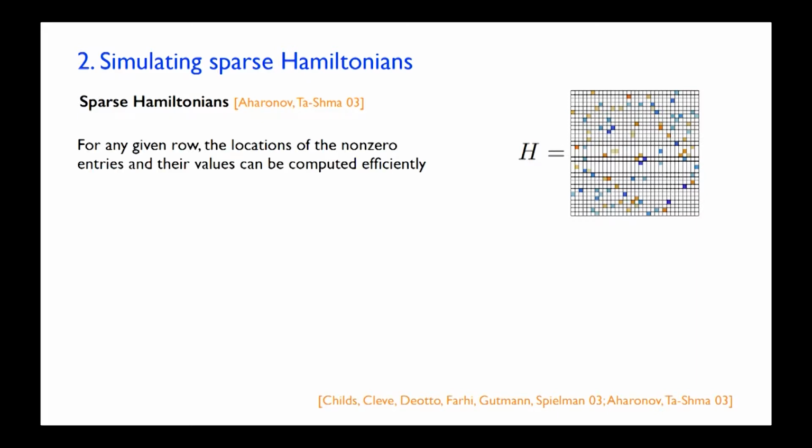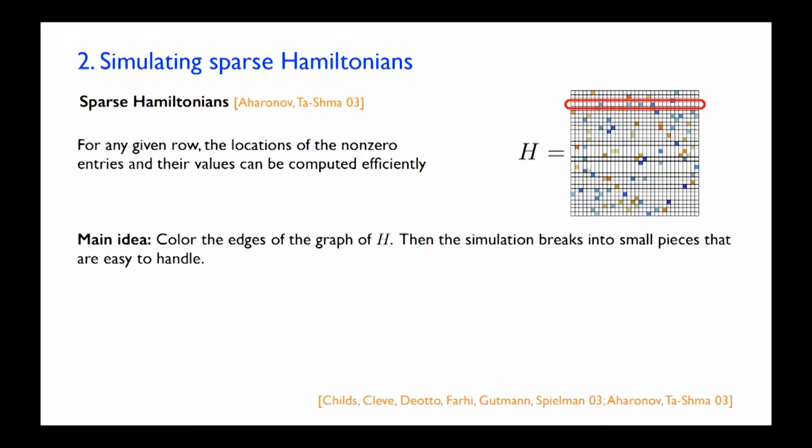And let's imagine that we have the ability to, for any given row, find where the non-zero entries are and what are the corresponding values. So for example, we could query that particular row, and we have an efficient function that would tell us where the non-zero entries are and what are the values. OK. So there's a way of simulating such a Hamiltonian which works as follows.